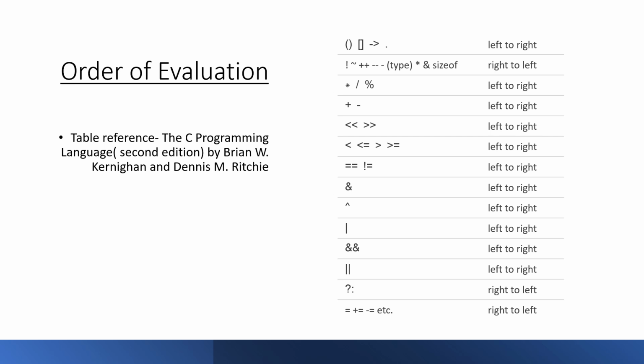Then we have shift left and shift right, again from left to right. Then we have the less than symbol, less than or equal to, greater than or equal to, again from left to right. Then we have the equality operators, that is equal to and not equal to, from left to right. Then we have the single AND, XOR or the power, and then we have double AND and double OR.